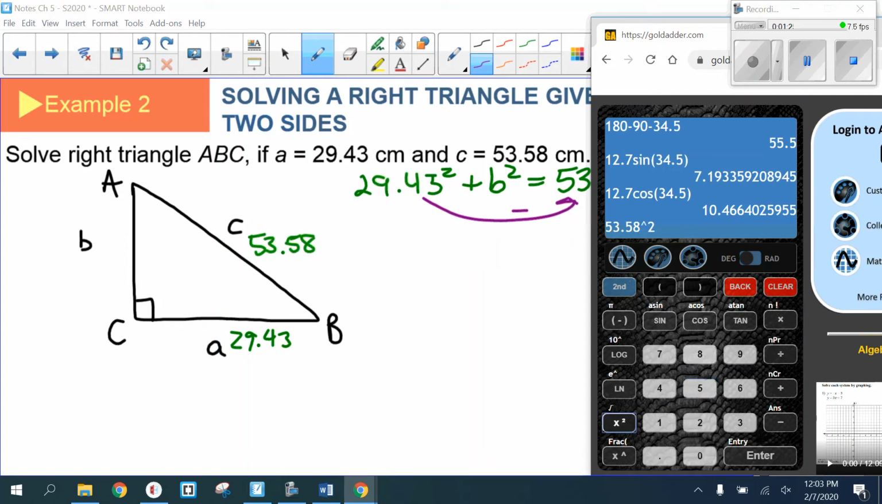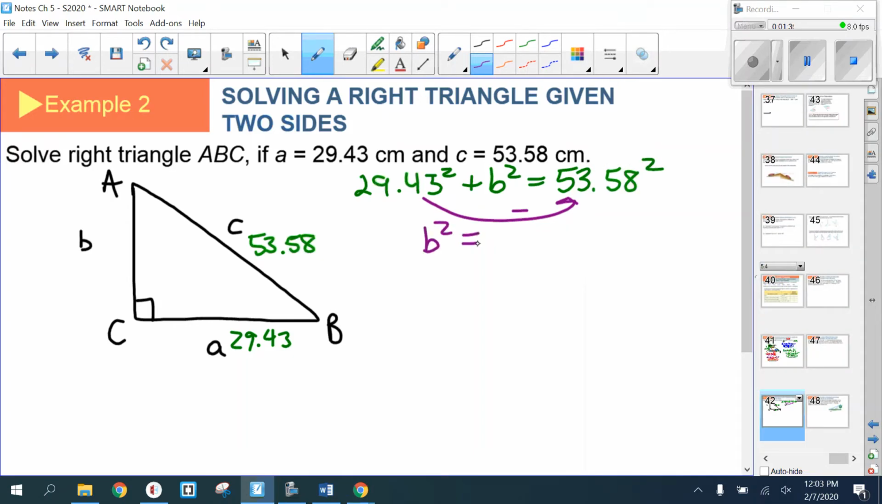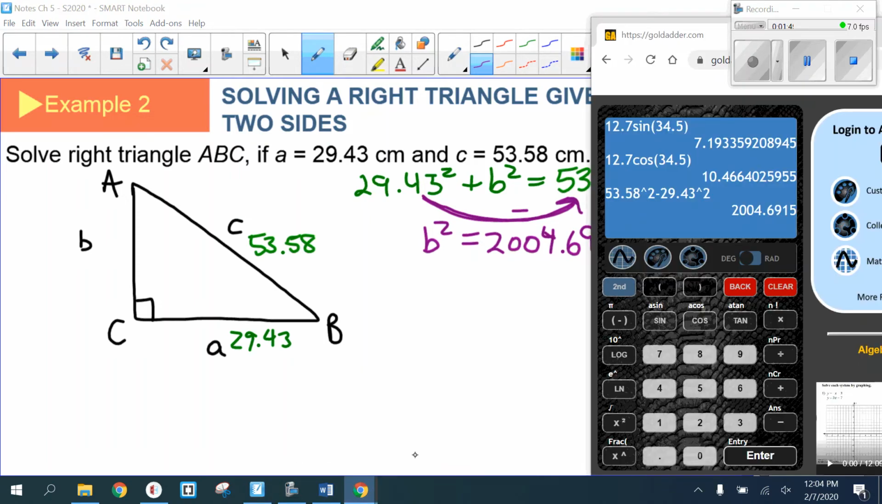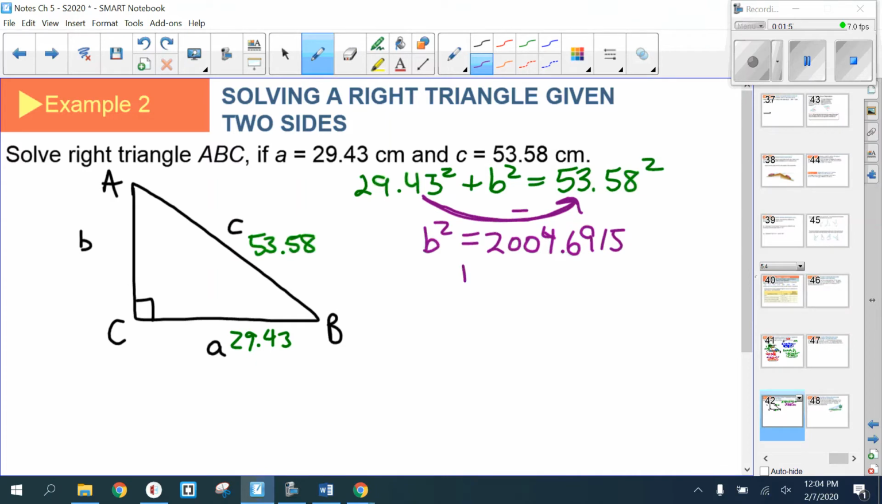53.58 squared minus 29.43 squared, 2004.6915. You're going to have B squared equals 2004.6915. Notice what I did. I subtracted this over. And then we're going to need to square root that. So square root of that number gives me about 44.77. So B is 44.77 centimeters.